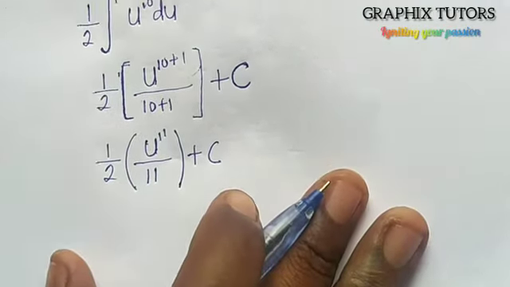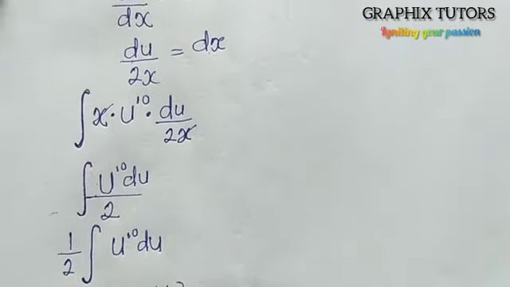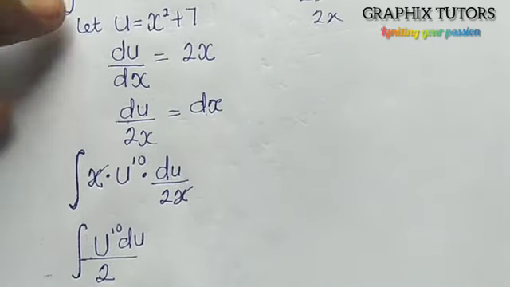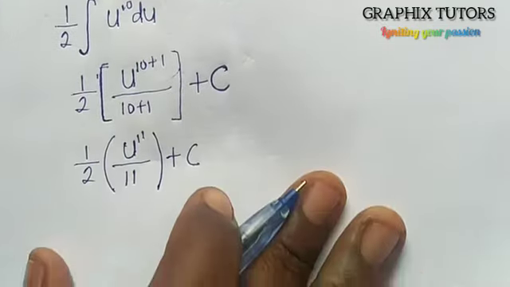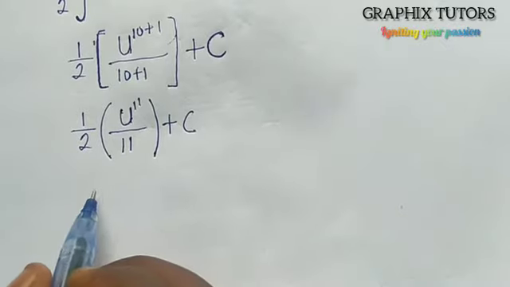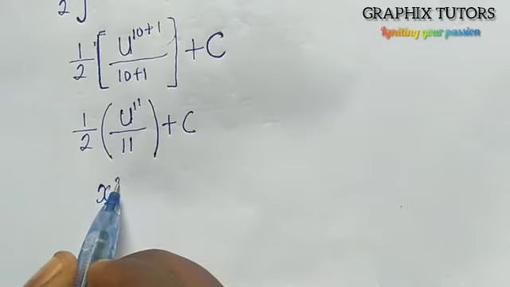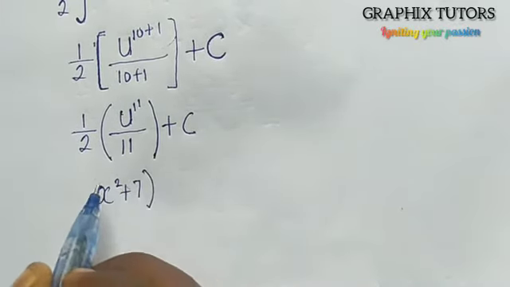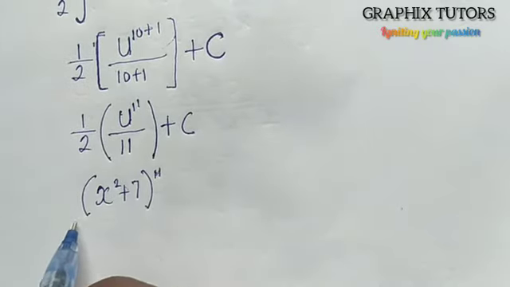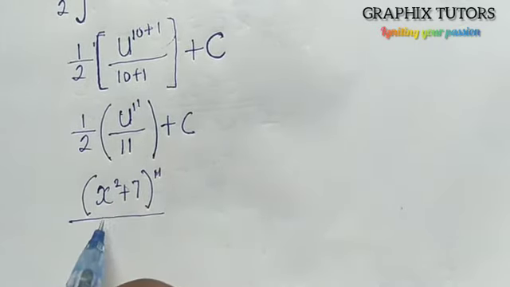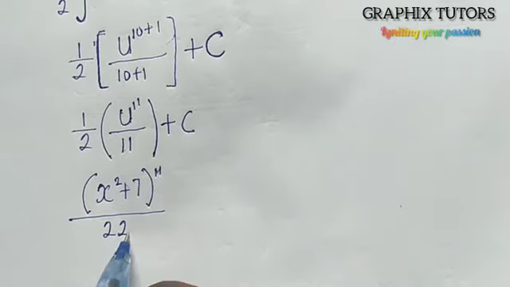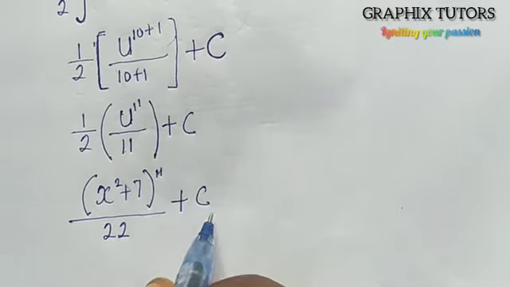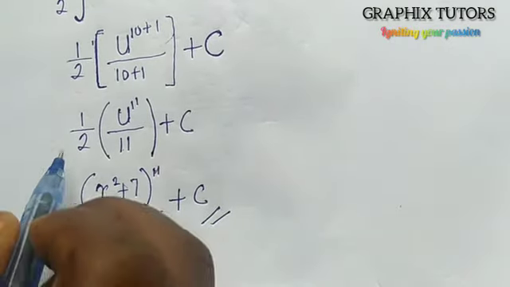So from here, if I multiply 1 times u to the 11, that gives u to the 11. And what is u? u is x squared plus 7. So I'll write x squared plus 7 to the power of 11 all over, 2 times 11 will give us 22, plus c. So that will be my answer.